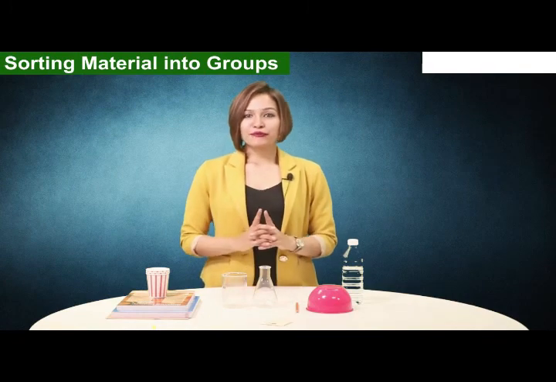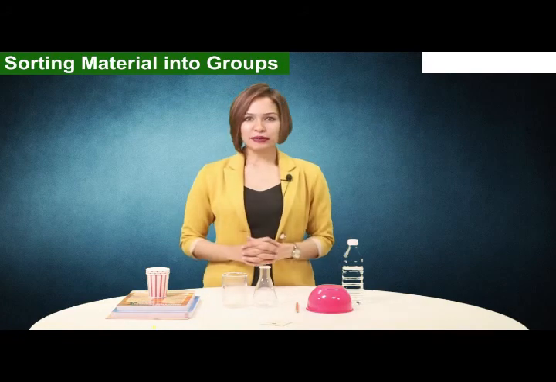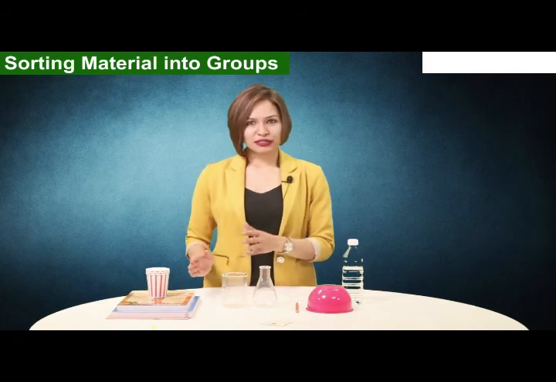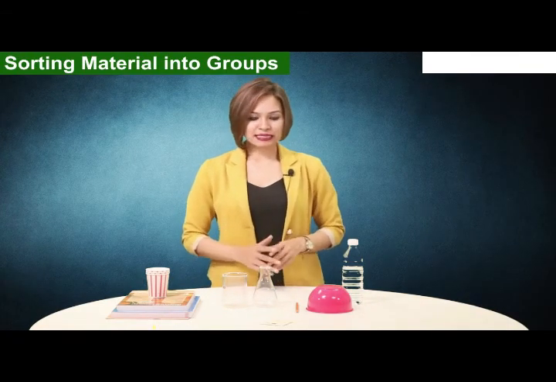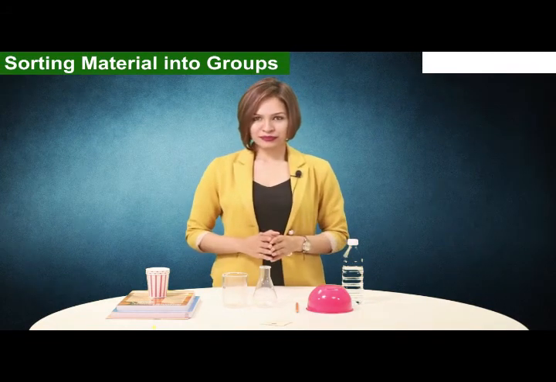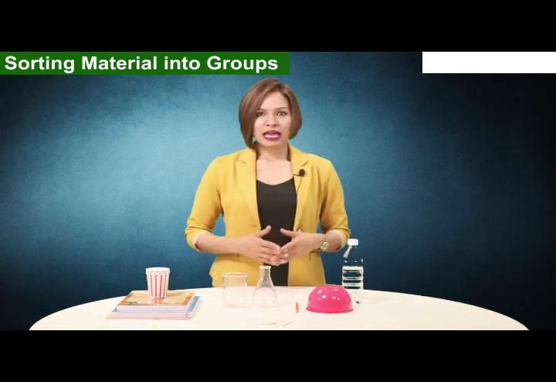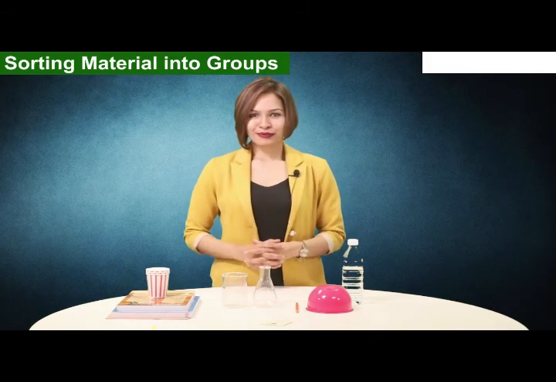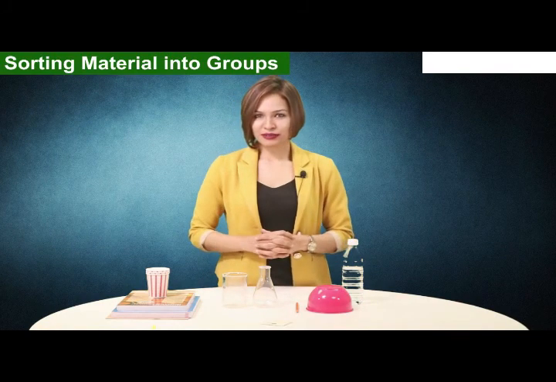Now, if you have been carefully observing me, then can you tell me why I have placed these materials into different groups? As I have placed pen, bowl, and bottle together. But you can see that all these objects have different shapes, colors, and uses. So, what is the common thing among all these three items?